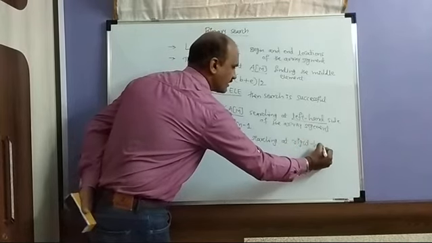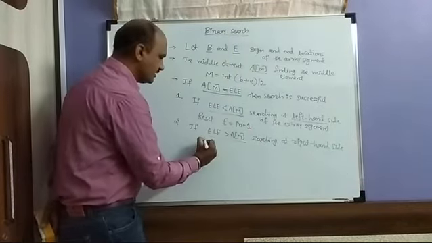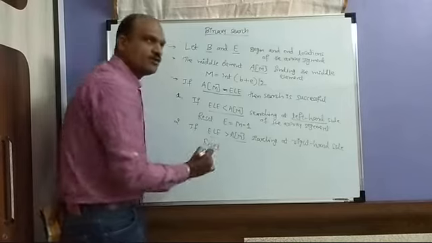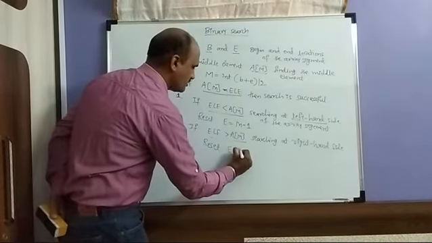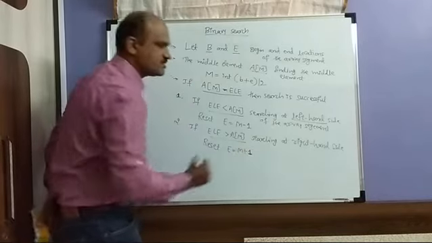Searching at the right hand side of your segment of the array. Then reset, which is very important. What do you have to reset? E is equal to m plus 1.